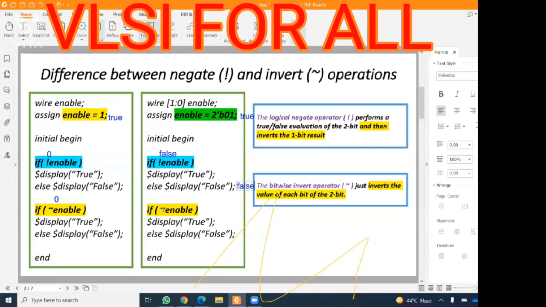But let's try the invert operator. Invert is a bitwise operator, right? So our actual value is 0, 1. So now this will invert each and every bit. So 0 will be inverted as 1 and 1 will be inverted as 0, right? Now this becomes true. And 2 is a non-zero value. It will be treated as true. So in this case, we will get this display. This display, right? Yes.